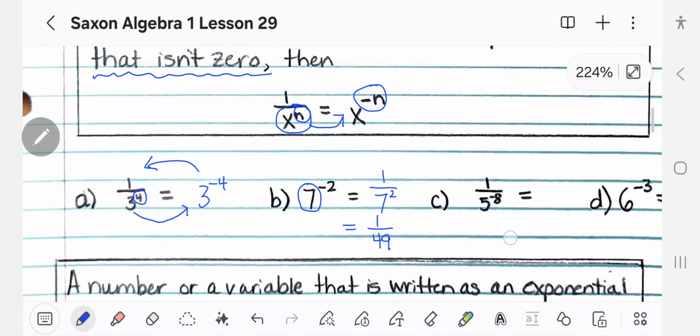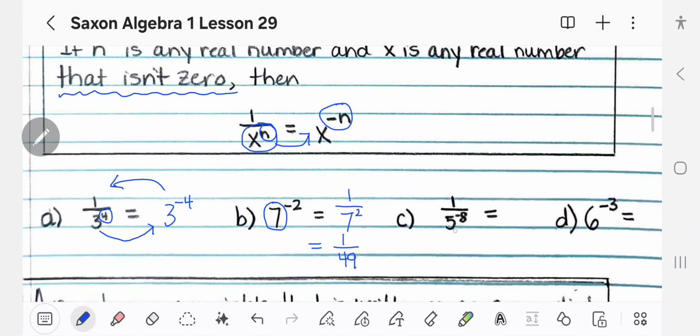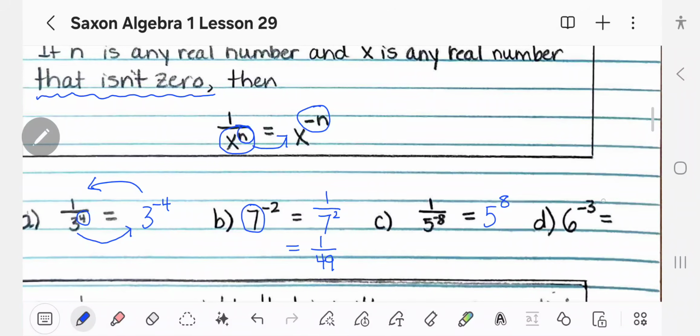Okay? And then C, we have 5 in that denominator. Let's bring it out. Change that sign. Opposite, it's going to be to the 8th. I'm not going to work that one out. All right, and then 6 here, let's write it as a fraction. So that's going to be 1 over the 6. And instead of to a negative 3, it would be to a positive 3.